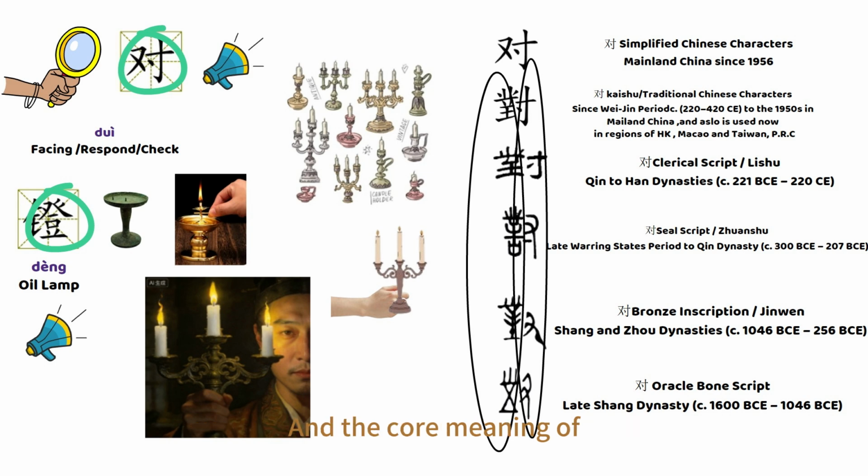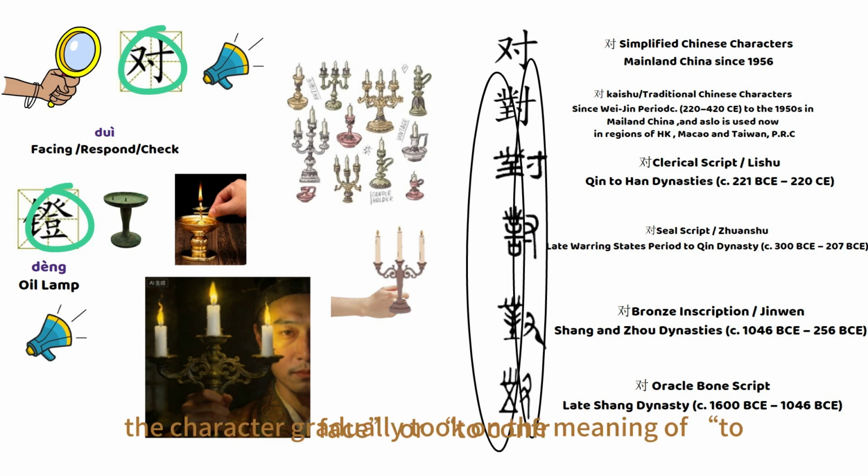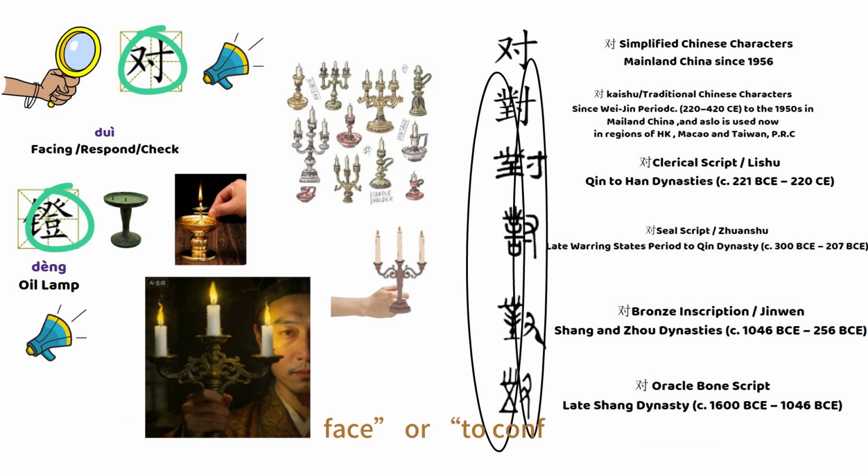And the core meaning of 对, to face, is derived exactly from this original sense. When you hold a lamp in your hand, you always have to face the person or object in front of you to illuminate them. With light connecting both sides and eyes meeting each other, the character gradually took on the meaning of to face or to confront.